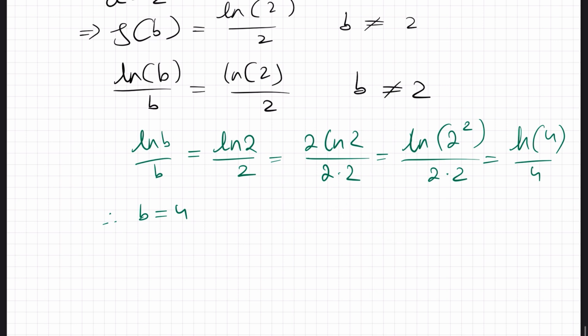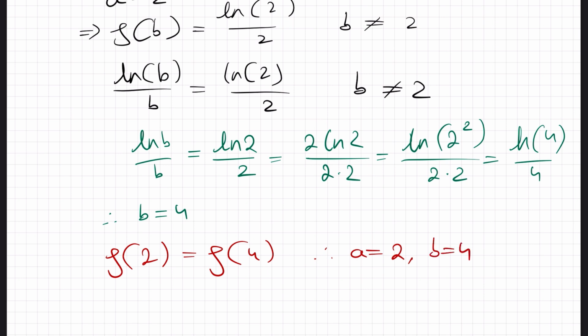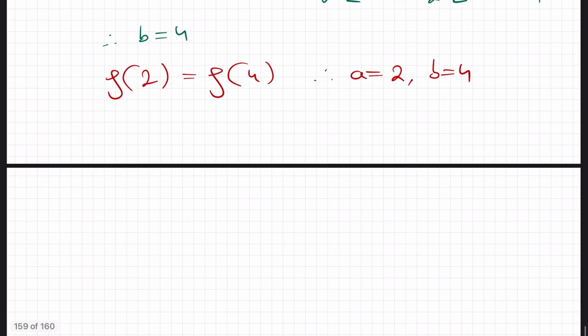So there's our solutions. We've got f of 2 equals f of 4. Now remember what that means. a equals 2, b equals 4. And remember what the original equation was. Therefore, 2 to the 4 equals 4 to the 2, which we probably knew, but now we've managed to prove that this is the only solution.